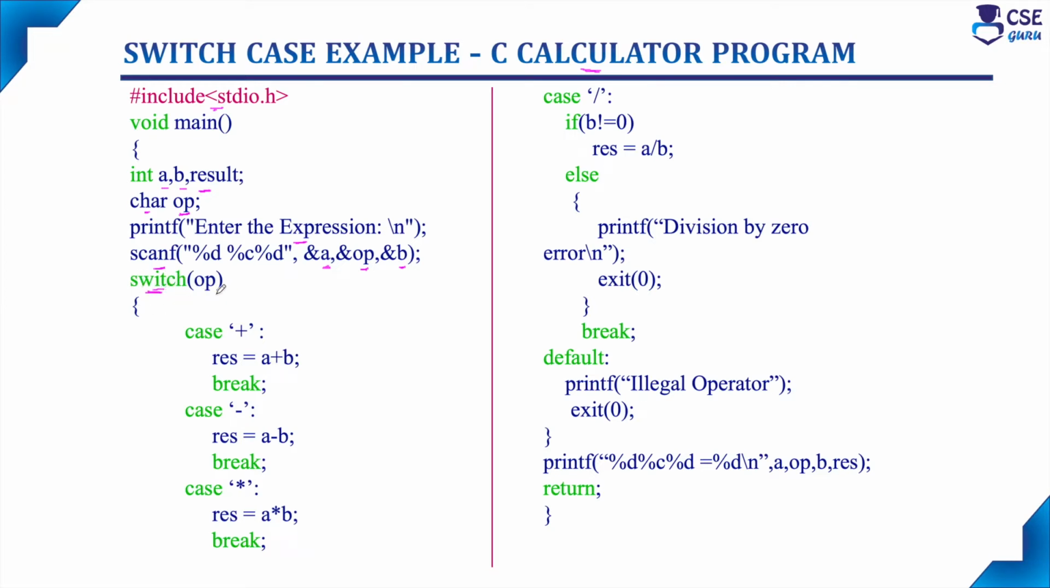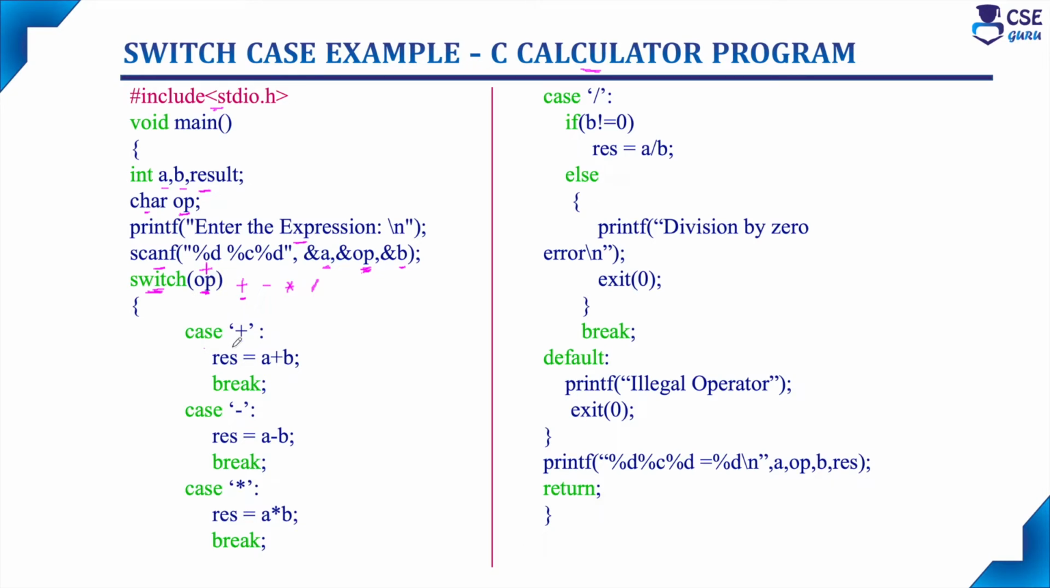Switch is a keyword, and then the operator we need to specify within the brackets. And this operator may be an addition operator or subtraction or multiplication or division. So any operator we can enter here. The operator that we have entered will be evaluated by this switch statement. Suppose the operator entered by the user is plus, that is the addition operator. This expression evaluation will result in the plus operator. Control will transfer to the corresponding case statement.